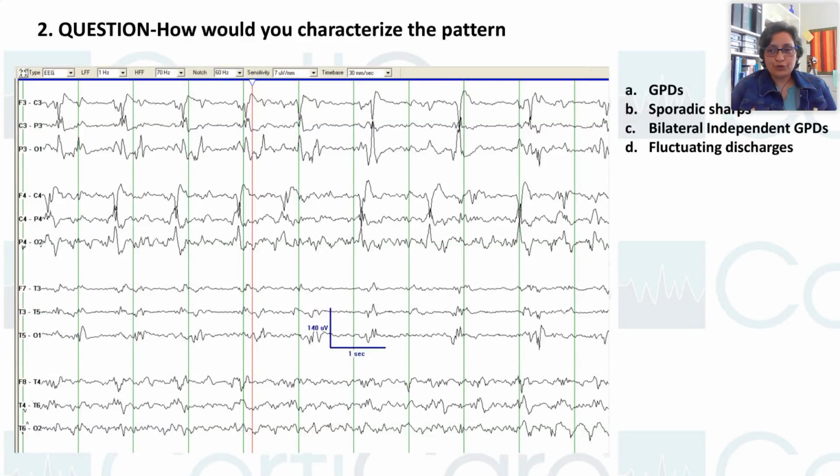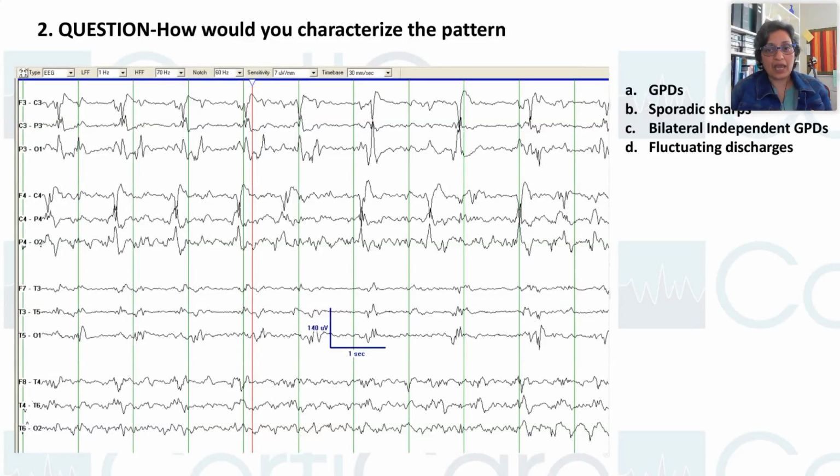All right. For those 11% who said sporadic sharps, always keep in mind, sporadic sharps are not rhythmic. Here we are seeing the discharges as rhythmic. So these are bilateral independent generalized periodic discharges. Whatever fluctuation is happening is not significant enough that we categorize them as fluctuating or sporadic. So these are bilateral independent.